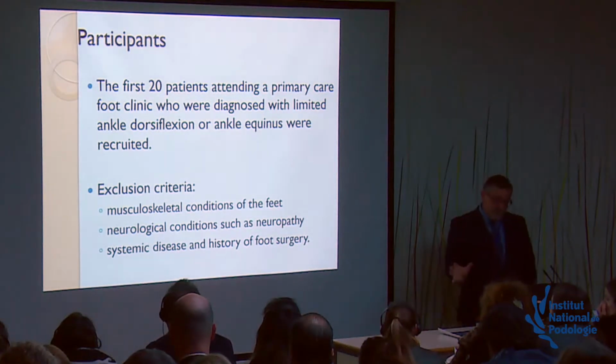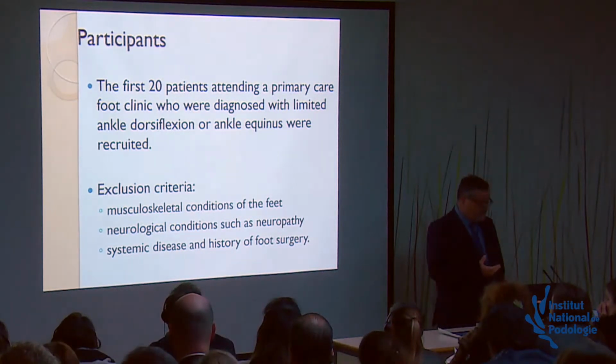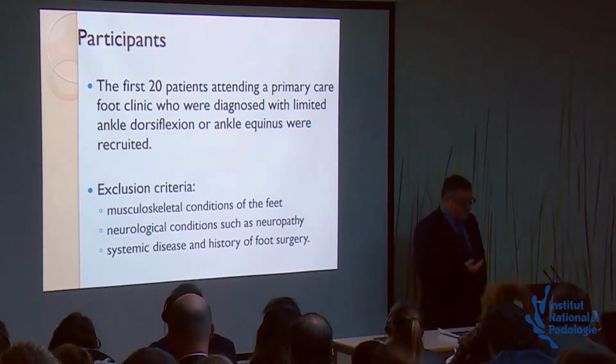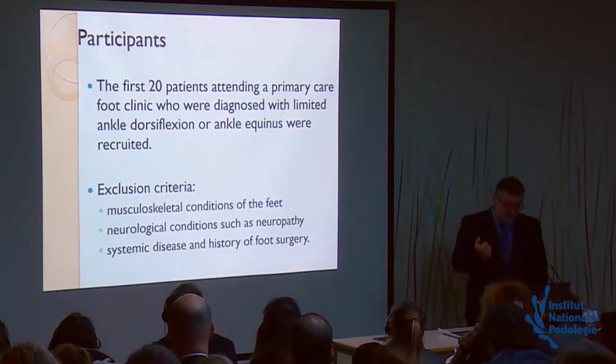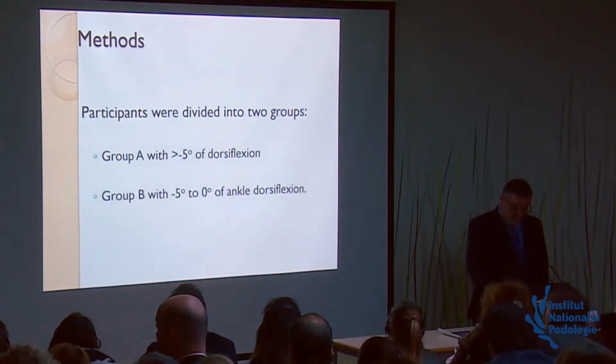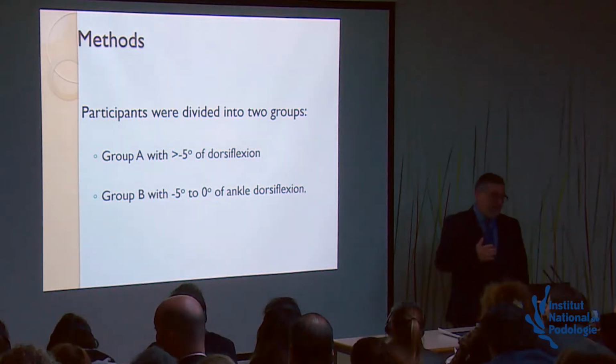So the first 20 patients attending a primary care foot clinic who were diagnosed with limited ankle dorsiflexion were recruited. Some exclusion criteria included musculoskeletal conditions of the feet, neurological conditions such as neuropathy, systemic disease and history of foot surgery. So basically, what did we do? We divided the participants into two groups.